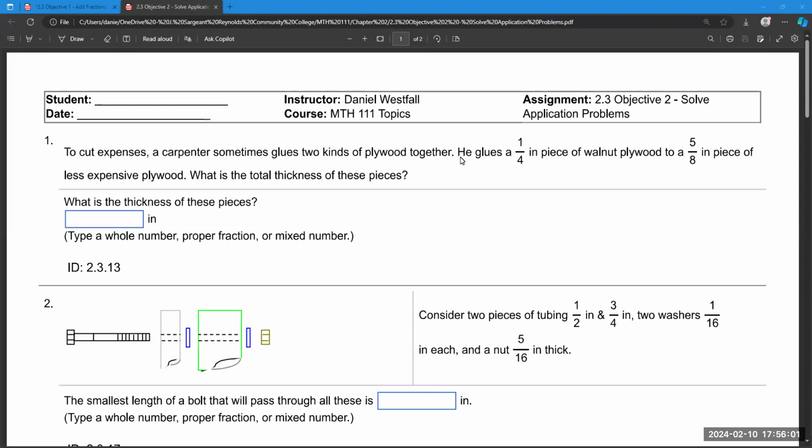To cut expenses, a carpenter sometimes glues two kinds of plywood together. He glues a 1/4 inch piece of walnut plywood to a 5/8 inch piece of less expensive plywood. What is the total thickness? So what's 1/4 plus 5/8? Change this to eighths to make that 2/8 plus 5/8, which is 7/8 of an inch.